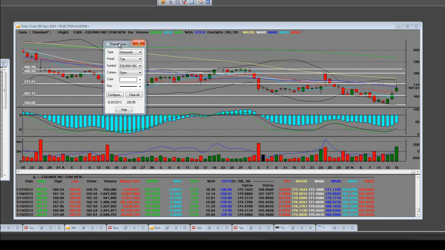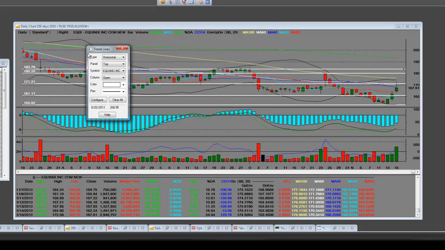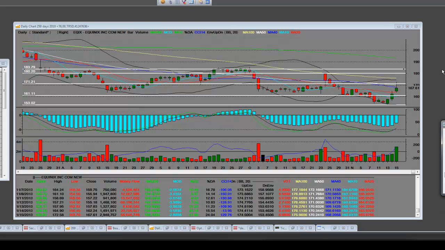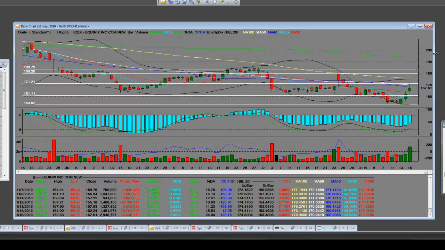Good morning, Sunday morning. The time is 7:16 a.m. The date is 11/17. What we have before us here is a daily chart on EQIX.